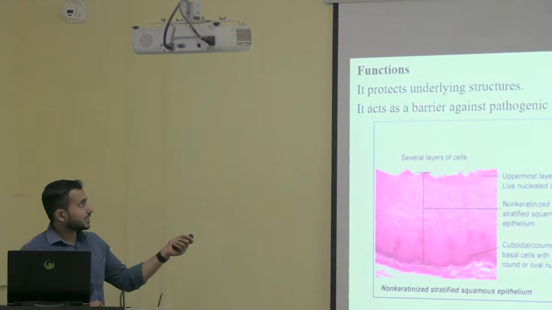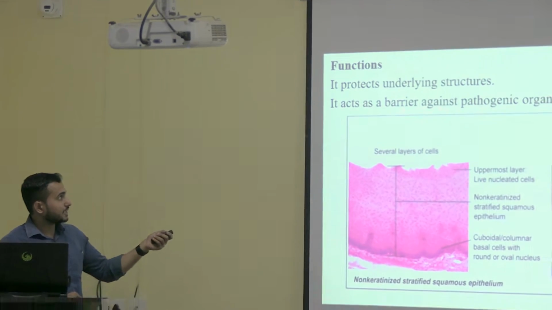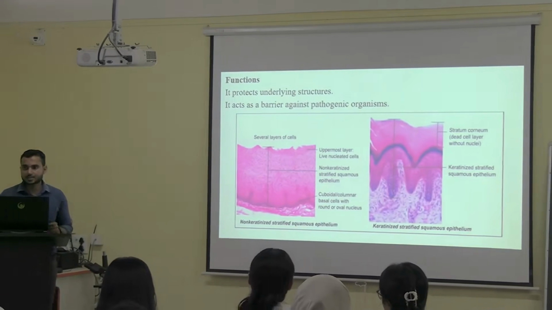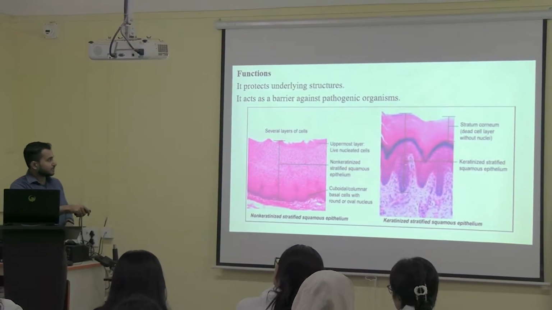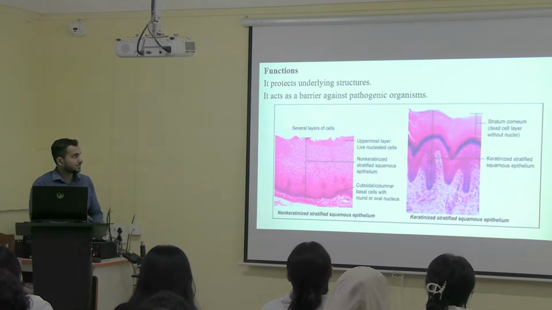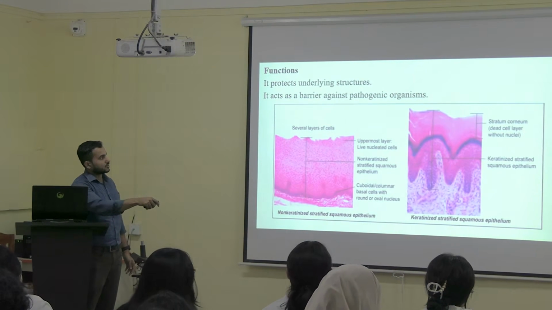Now this is the function: protects the underlying structure and acts as a barrier against pathogenic organisms. The best example is the skin. Another diagram I have added so that you will not get confused between the non-keratinized and keratinized. ये देखो keratin layer. Can you see?